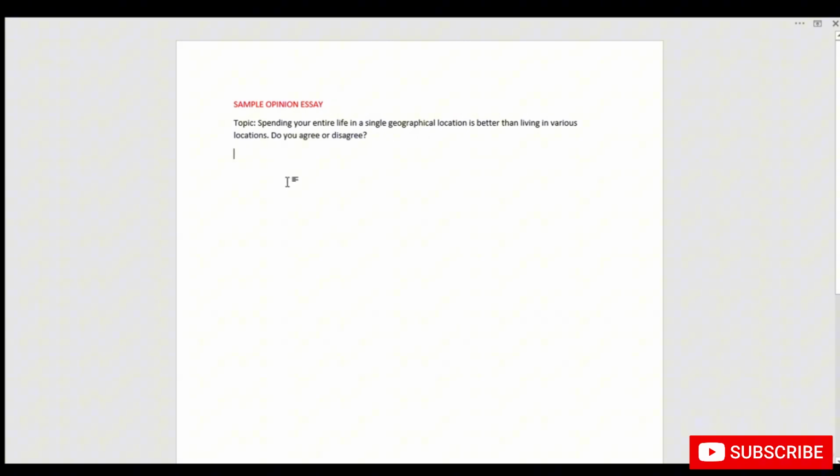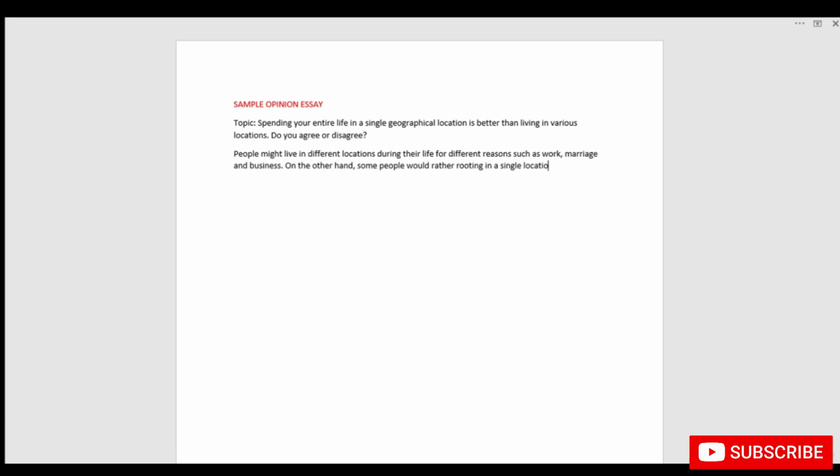So I'm going to start my introduction paragraph by describing the situation. I start by saying, people might live in different locations during their life for different reasons, such as work, marriage, and business. On the other hand, some people would rather rooting in a single location. What I mean by saying rooting in is settling down. In other words, they choose a place and they spend their entire lives there.